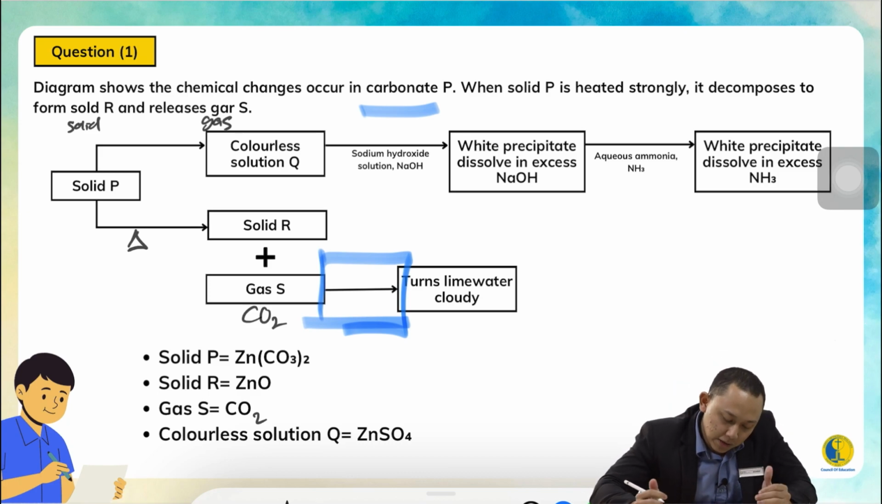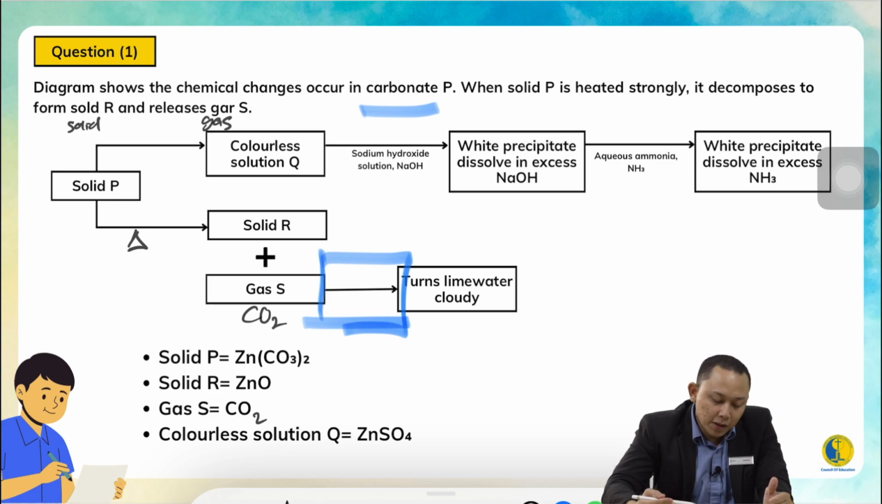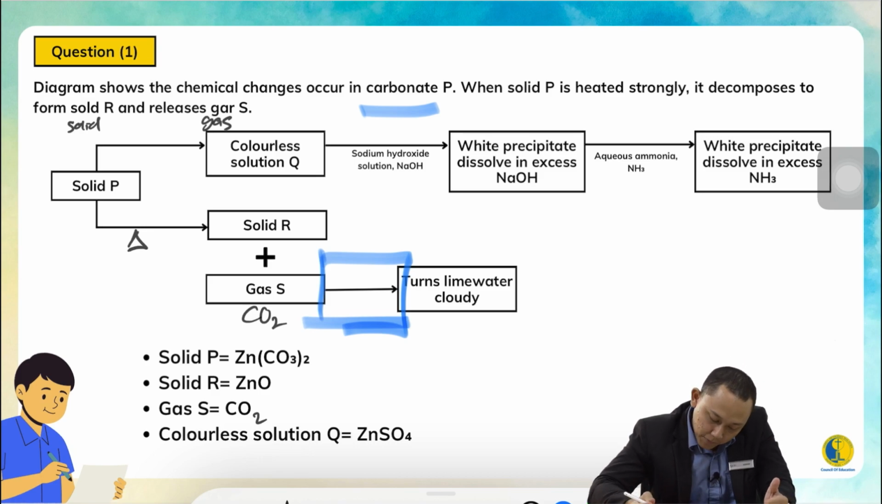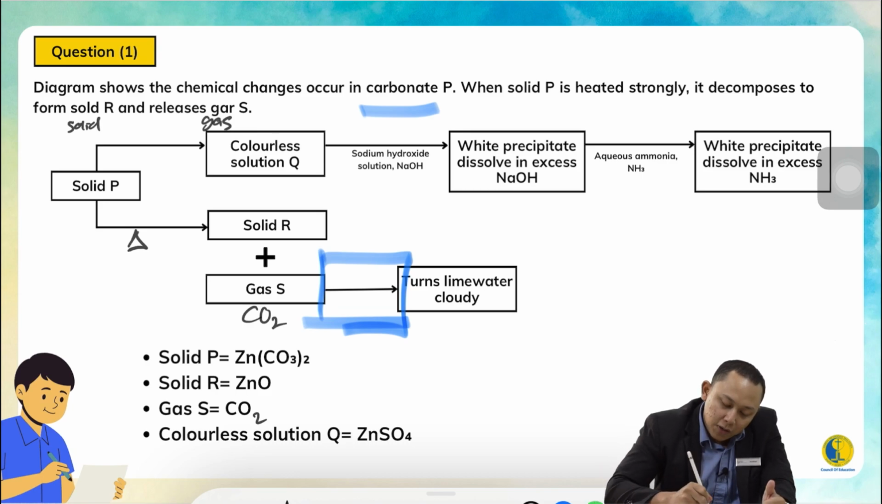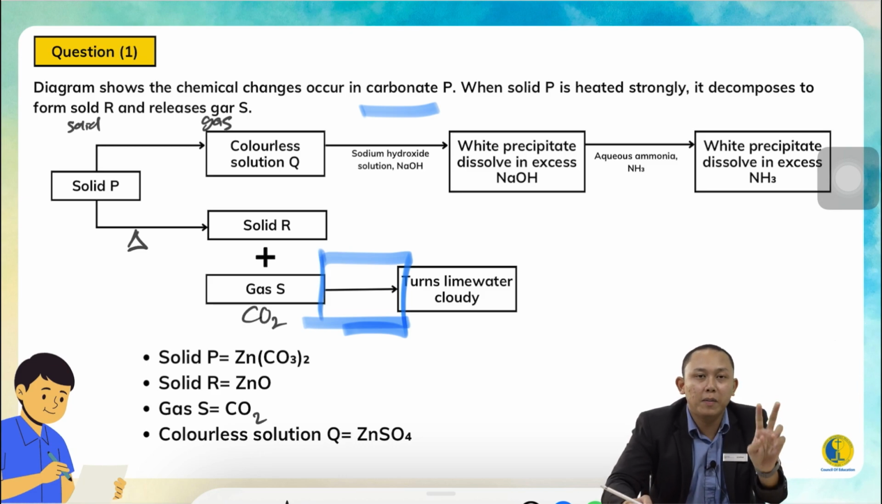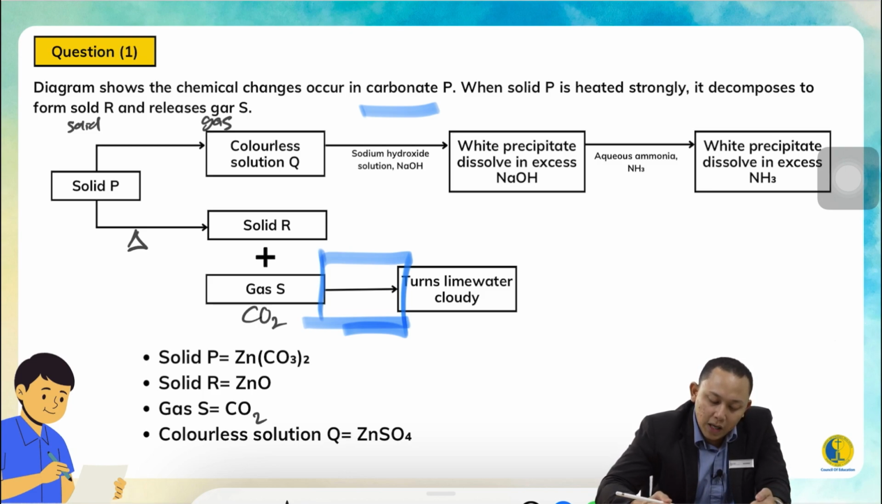Now look at the other side of the flow chart. Solid P produces a colorless solution Q when you dilute it in water to form a solution. You react the colorless solution Q with NaOH. Remember the cation test, there are two solutions that we're going to use. The first one is NaOH and the second one is the ammonia solution. The first one: a white precipitate that dissolves in excess NaOH.